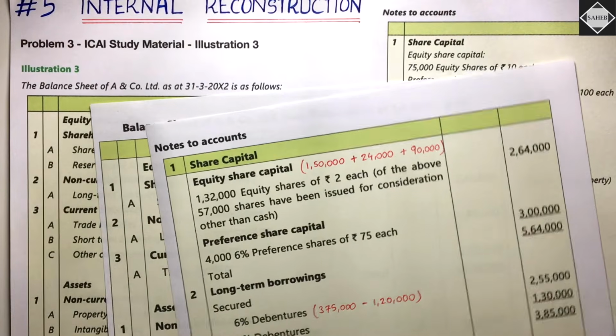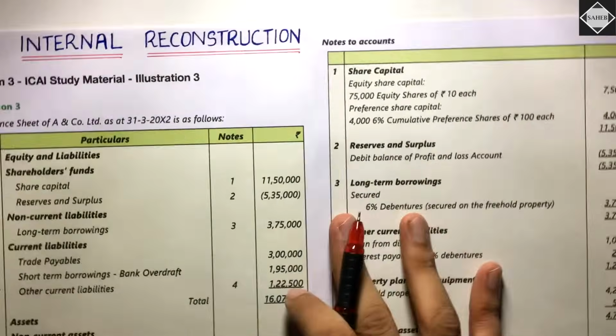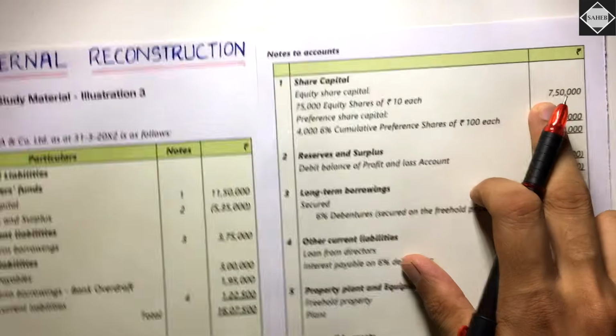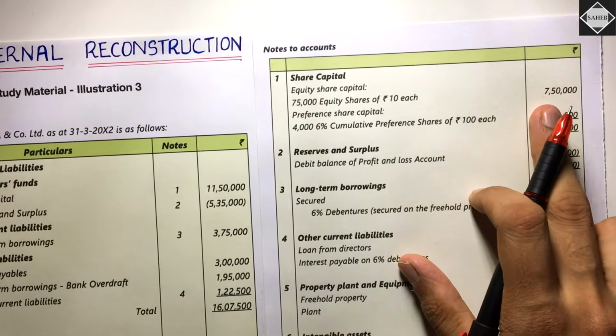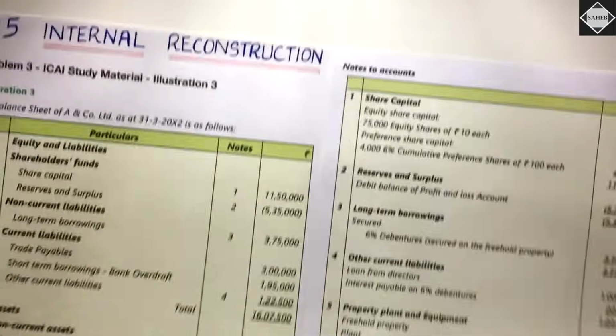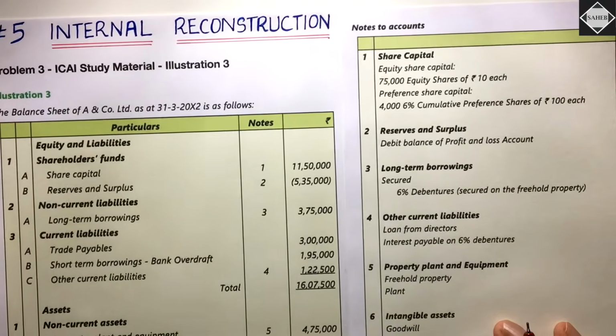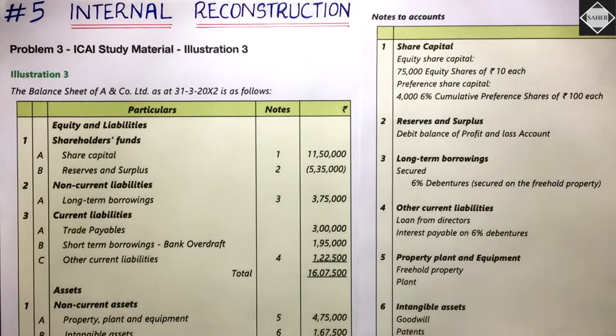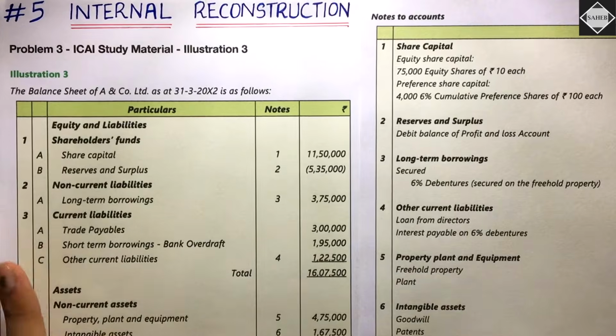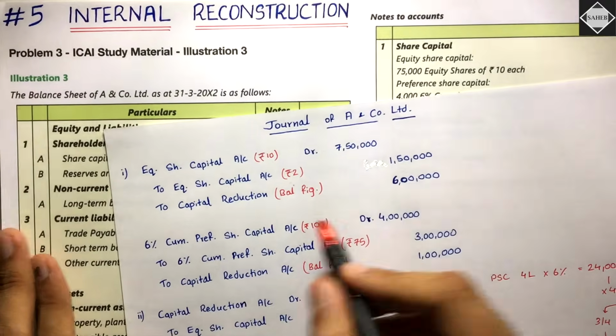What did we do with equity share capital? See, in the question equity share capital was 7,50,000. What did you do over here? You reduced the face value. Just look at the journal entries. In the journal entries, you know that you have completely finished off that capital of 7,50,000 and you have created new capital of how much?